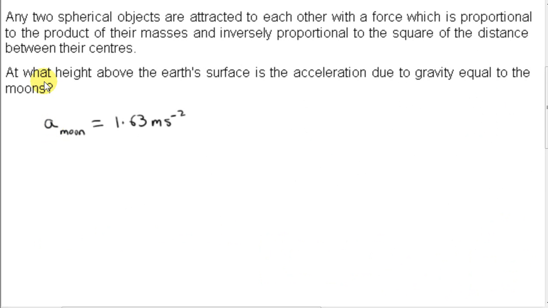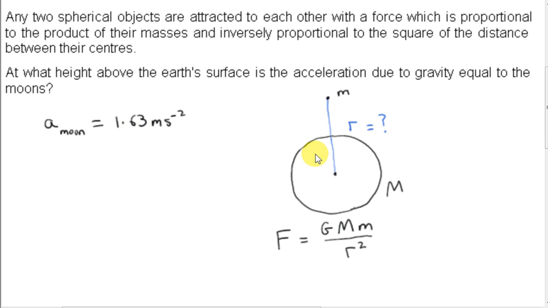Okay, let's look at this question here. At what height above the Earth's surface is the acceleration due to gravity equal to the Moon's? By the acceleration due to gravity at the moon, we mean at the moon's surface. So we saw previously that that acceleration is 1.63 meters per second squared. So how high up do we have to go above the Earth's surface for the acceleration due to gravity to drop down to this value?